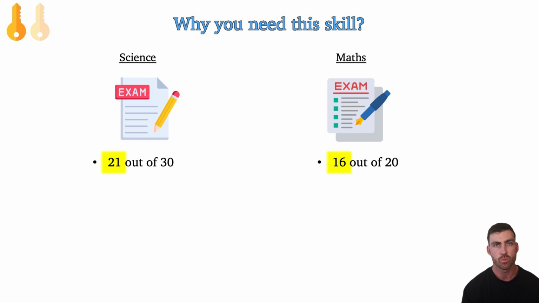You may think 21 is bigger than 16, so science must be better. But here's the problem. Those tests weren't out of the same total. One test is out of 30, the other is out of 20. How do you compare two results when the totals are different? And more importantly, how do we make this comparison fair?